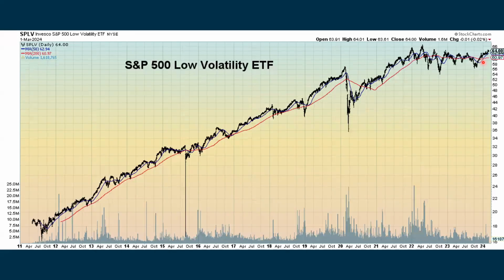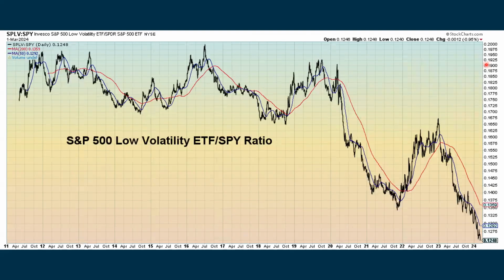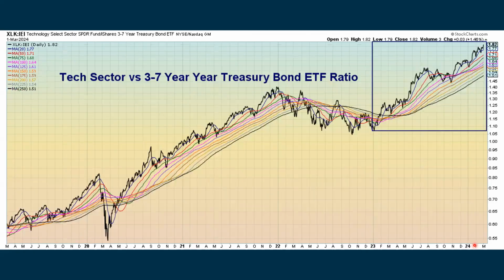And we look at the low volatility ETF, which is continuing to be in an uptrend when you look at it by itself, but it's just going down, down, down when you compare it to the S&P 500. Then we look at the tech sector, which is really doing well when compared to bonds.